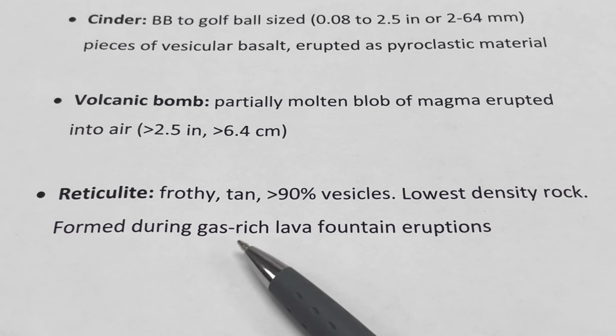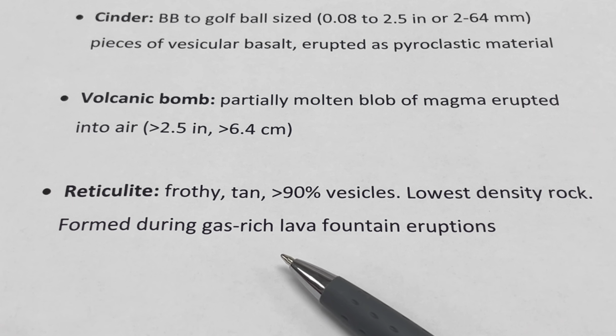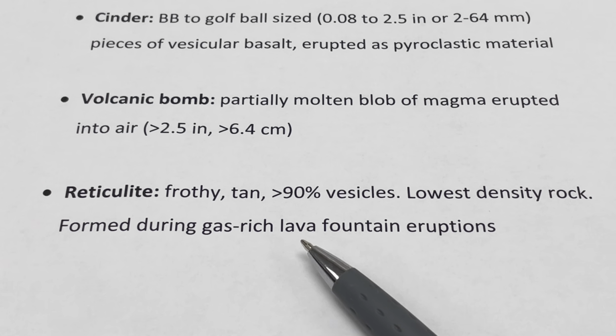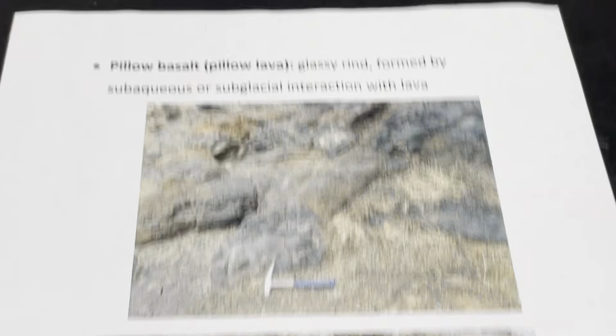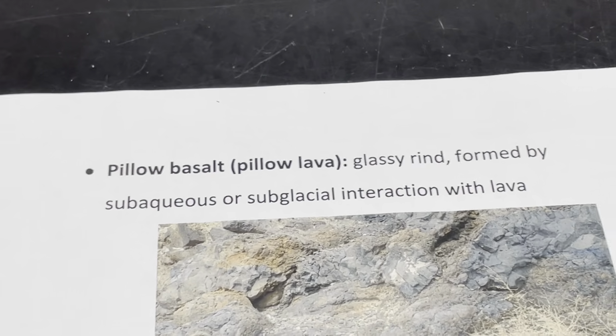And these are what we typically see when we have very gas-rich lava fountains. So lava being shot out of a geyser type opening, a very narrow vent. A lot of gas though coming up with that lava, and this is the frothy material that gets erupted. And then lastly here, I have some pictures, but I'll also show you an actual piece.